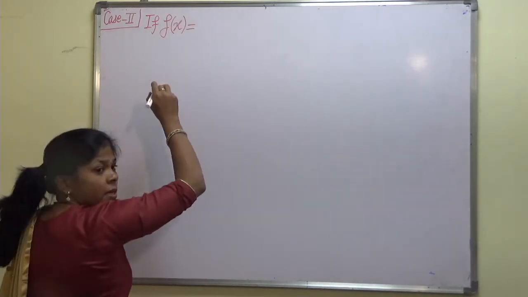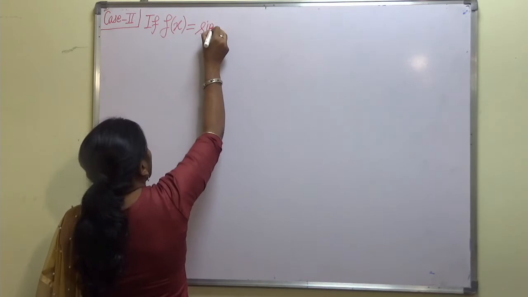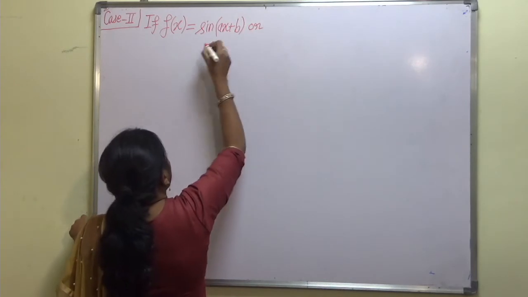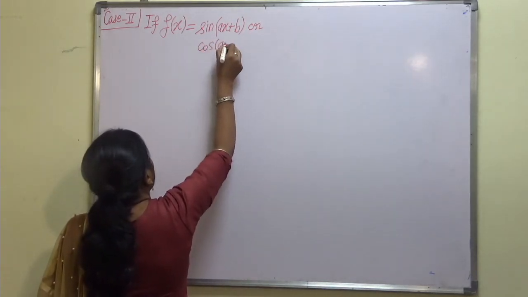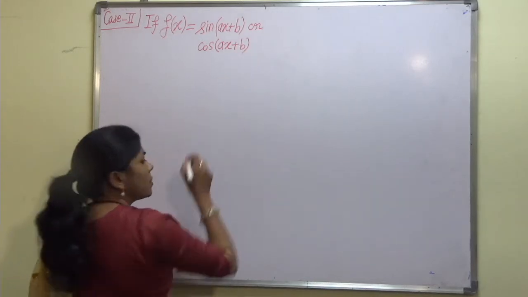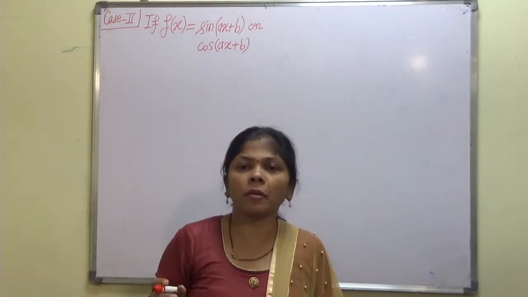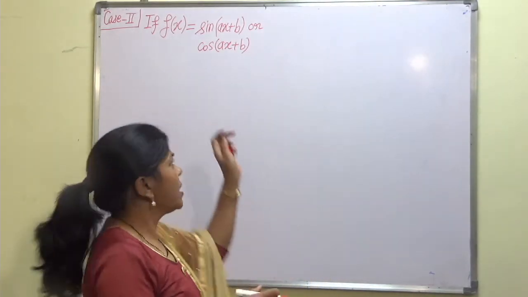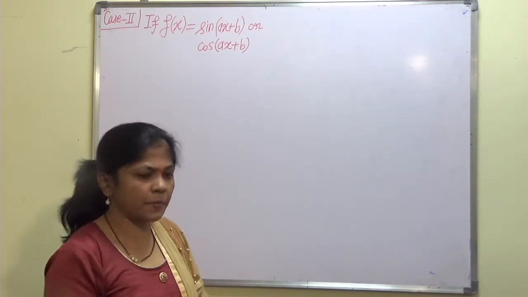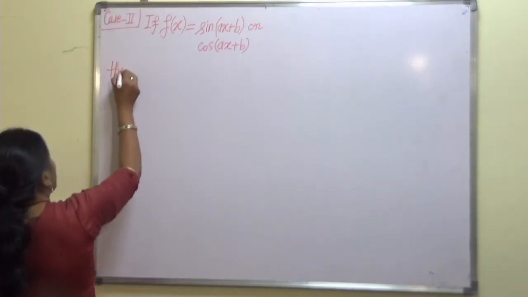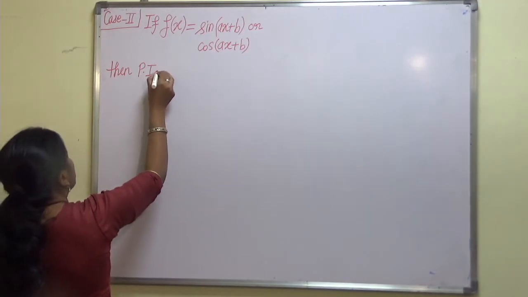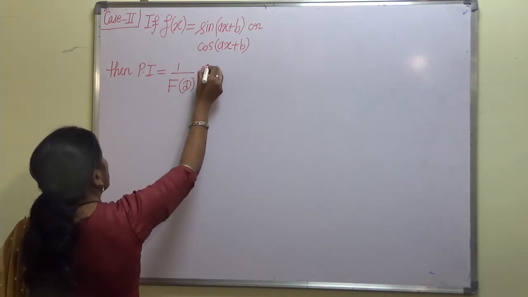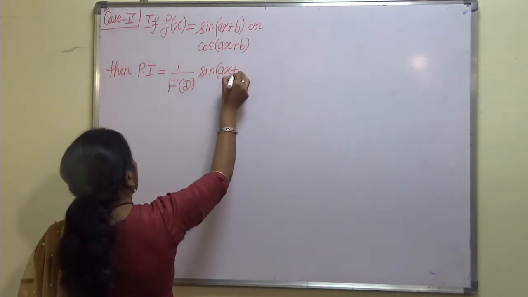a function of the form sin(ax+b) or cos(ax+b), or simply, in some textbooks, you will find it as sin ax or cos bx also. That is also valid. I am taking sin(ax+b) or cos(ax+b). Then the particular integral is 1 upon f of D operating on sin(ax+b) or cos(ax+b).